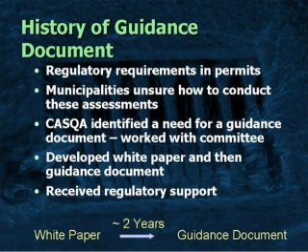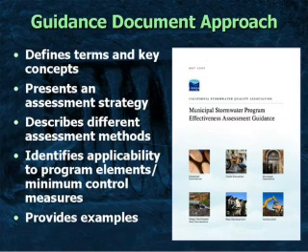But I believe that it actually refers to a lot of the concepts that we use in the guidance document. Let's see. So the guidance document has quite a bit of different types of information in it. We define key terms and key concepts, and I'm going to use a lot of those terms today. We also present a strategy to do the assessing the effectiveness of your programs. We look at describing specific assessment methods and how they apply to the different minimum control measures or essential program elements.